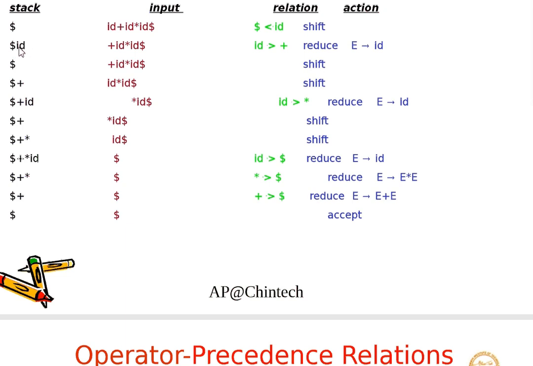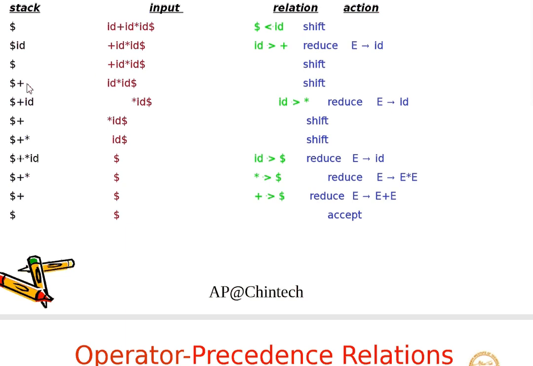Next you have ID and plus. ID is greater than plus. What you have to do? You will be popping up to the less than symbol. So popping whatever is up to that, this condition is less than. So you will be getting the handle as ID. So what you will do is reduce E implies ID. That is not showing here, right? Okay.